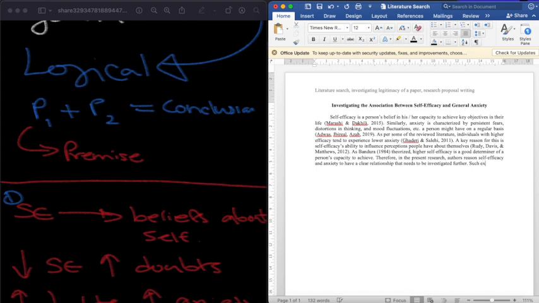Such examination of the identified relationship will help young scholars comprehend the benefits self-efficacy would bring, let's say, to the bigger society. Okay, something like this.